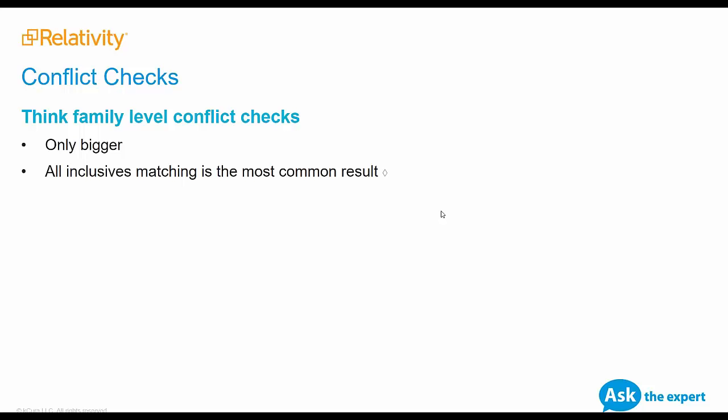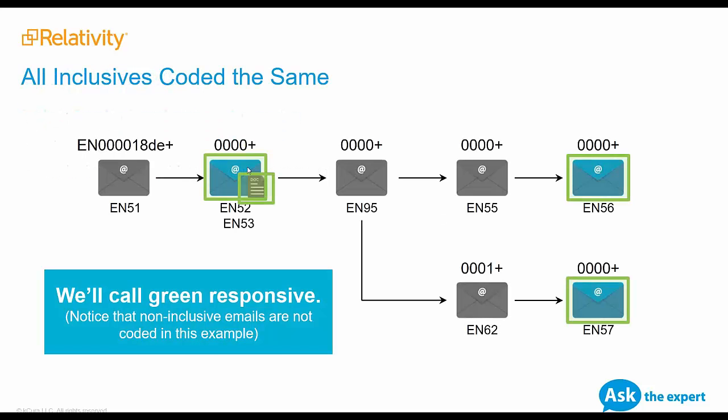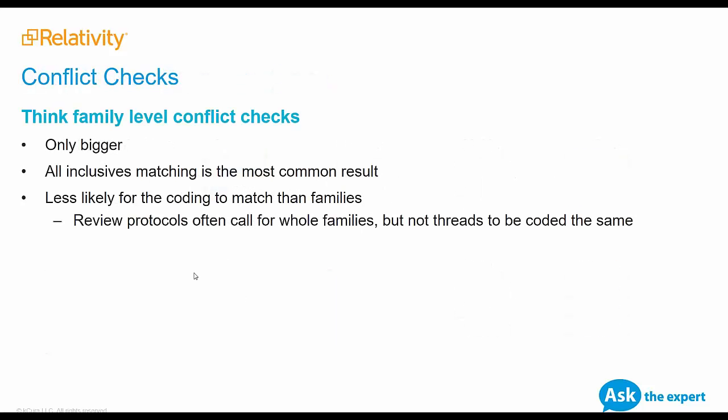Typically, probably in your review, most inclusives are going to match. You're going to get matching. So here, just in this example, yeah, everything is consistent. That's good. That's something we hope to see a lot of. And the conflict check is a good thing, I think a good thing to do.